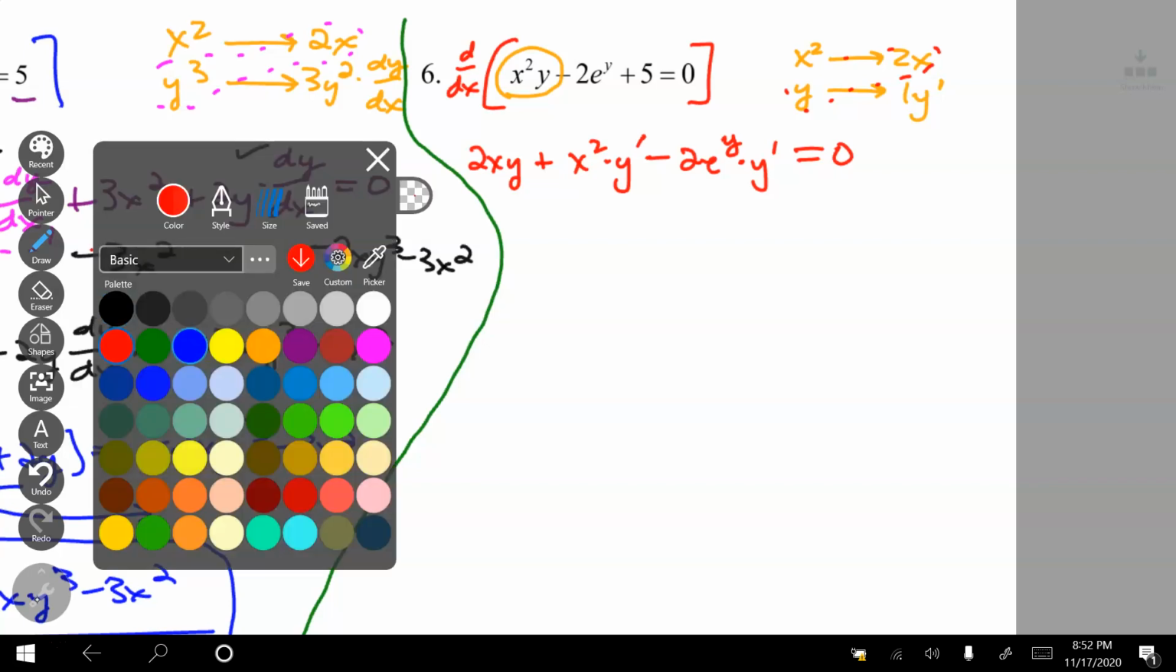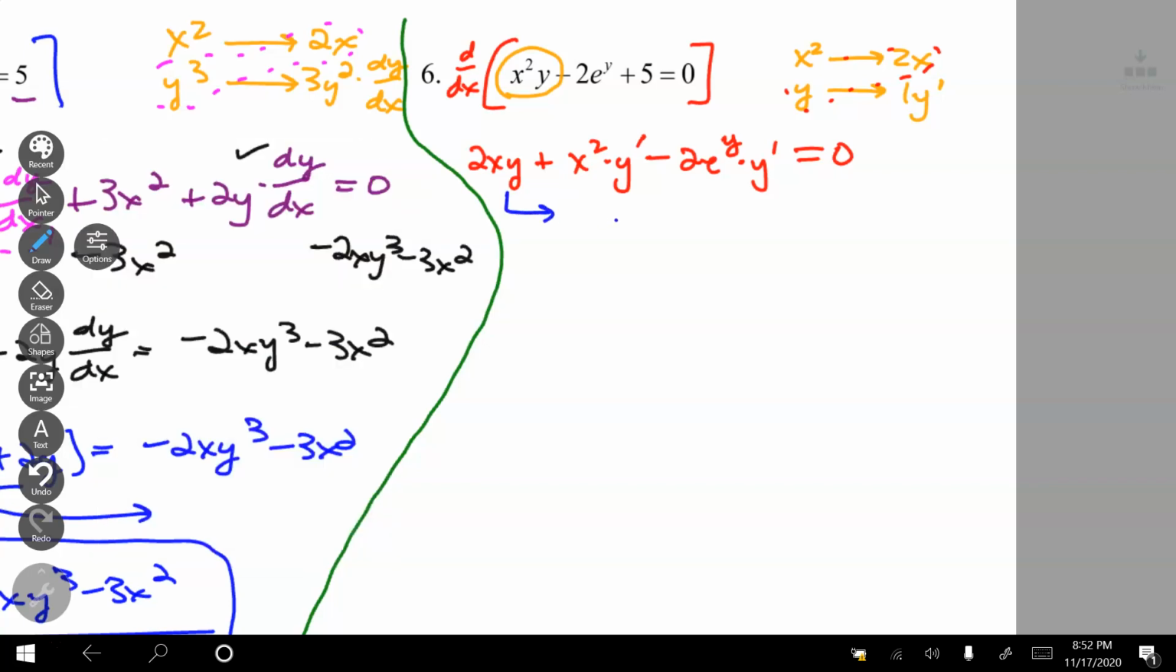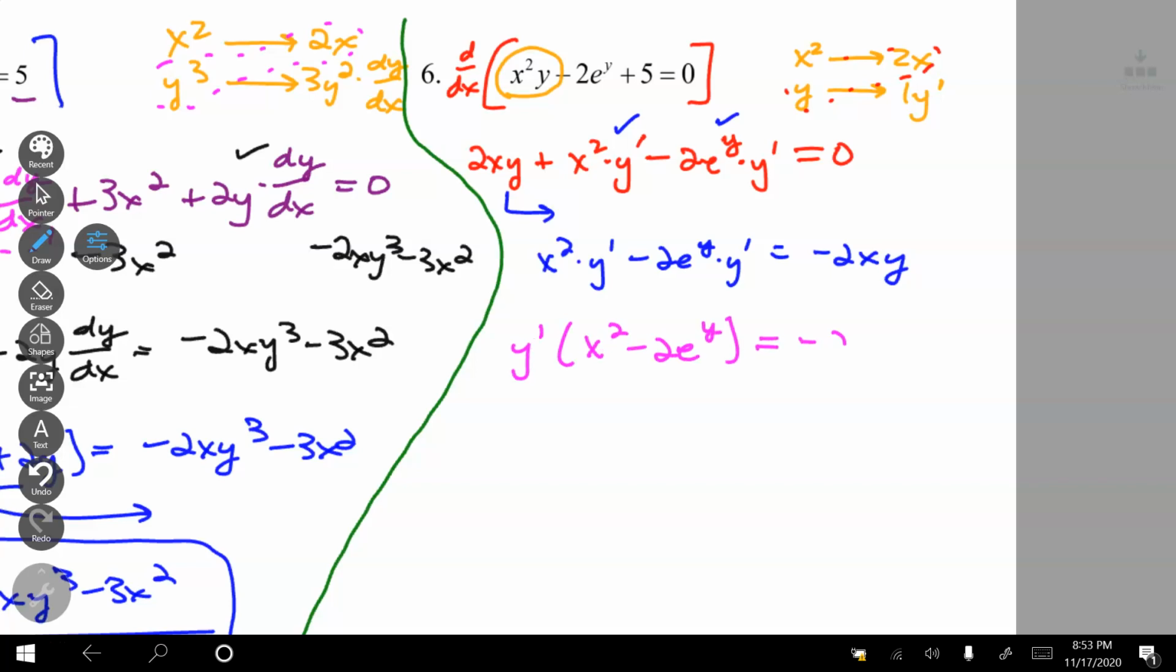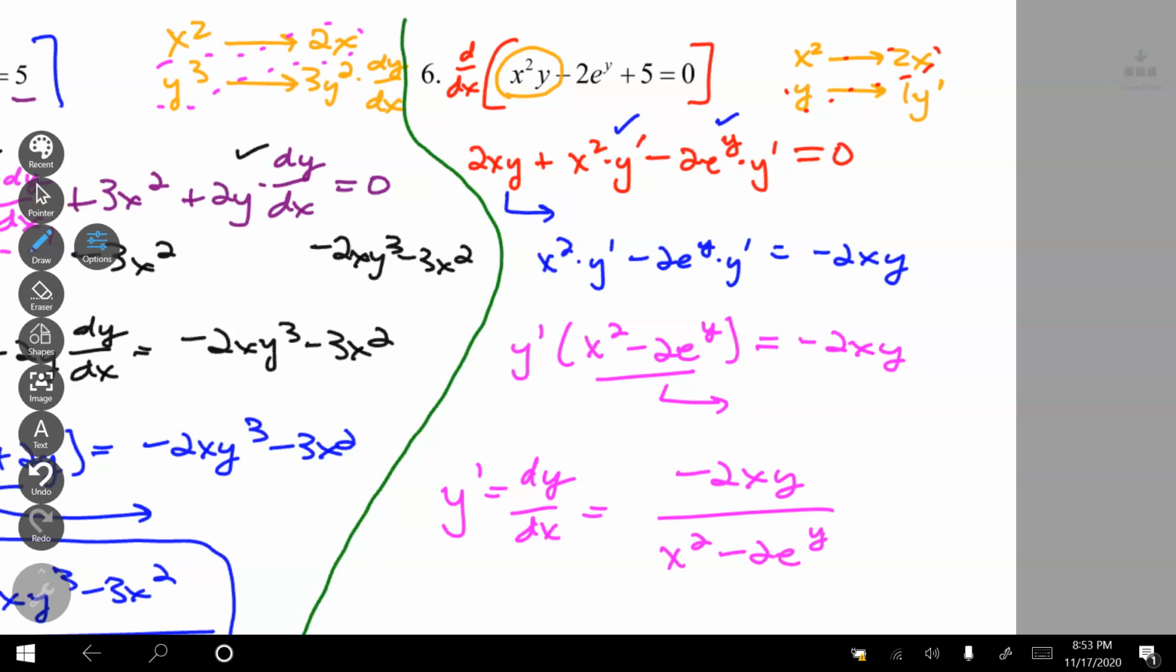I'm going to decide what needs to move, what needs to stay. This needs to move to the same other side because it doesn't have a y prime. This stays, this stays. I get x squared times y prime minus 2e to the y times y prime is equal to negative 2xy. When I move it over to the other side, I can factor out my y prime, x squared minus 2e to the y is equal to negative 2xy, and I can divide by all this. Y prime, or my dy over dx, equals negative 2xy over x squared minus 2e to the y.